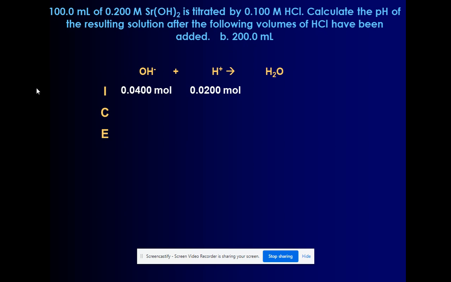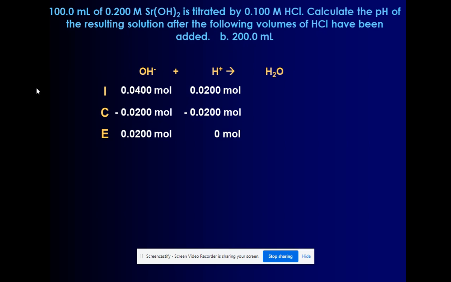Because these are present in a 1-to-1 ratio, we will see that hydrogen is in a smaller amount, so it is our limiting reactant. So we're going to consume all of the hydrogen, and with that, we're going to consume part of the hydroxide. The hydrogen is going to go down to nothing, while the hydroxide is going to now have 0.0200 moles present.